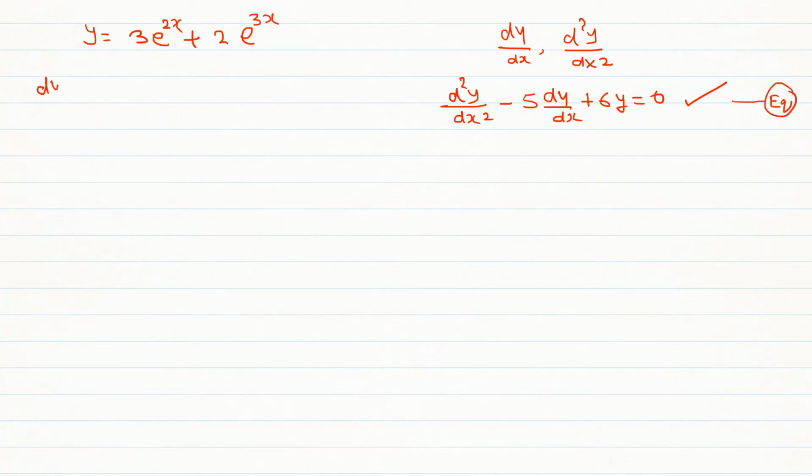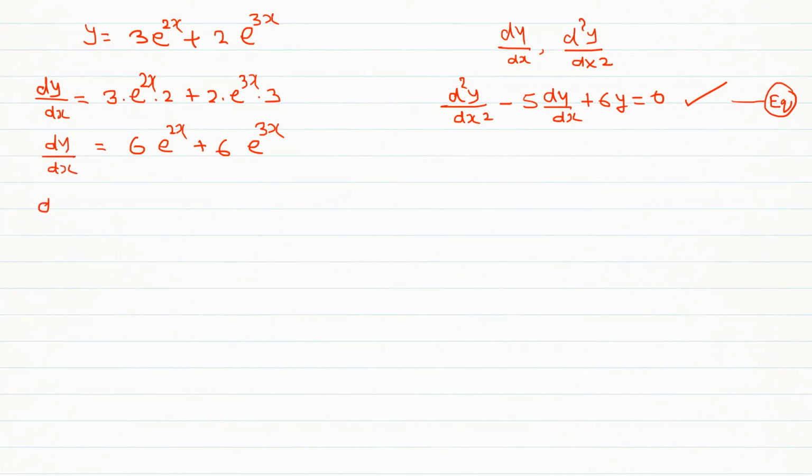So let's start with the first derivative first. So obviously dy by dx would be 3 times e raised to the power 2x into 2 plus 2 times e raised to the power 3x into 3, which can be written as 6 times e raised to the power 2x plus again 6 times e raised to the power 3x. Now that's the first derivative. So if we go ahead and find the second derivative, it should be d2y upon dx square is equal to 6 times e raised to the power 2x into 2 because of the chain rule, plus again 6 times e raised to the power 3x into 3 again because of the chain rule.